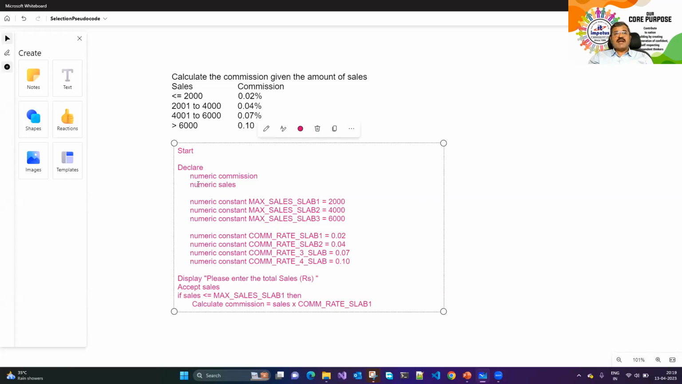So what have I done? I have defined some variables. First is commission that we have to calculate, and the sales that we would like to have. And then I defined some constants. Max sales for slab 1, that is 2,000. Max sales for slab 2, that is 4,000. Max sales for slab 3, that is 6,000. Commission rate for slab 1 is 2%. Commission rate for slab 2 is 4%. Commission rate for slab 3, I should say slab 3, that would be a consistent way of naming, is 7%. And commission rate for slab 4 is 10%. So I have defined some required variables. Then we ask, please enter the total sales, accept sales.